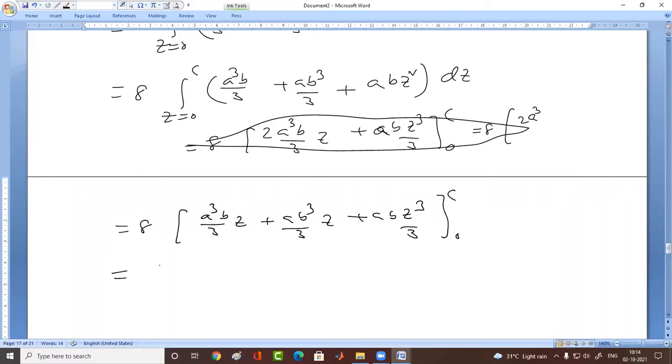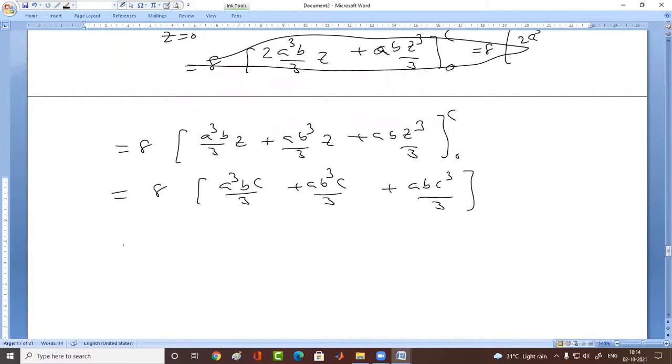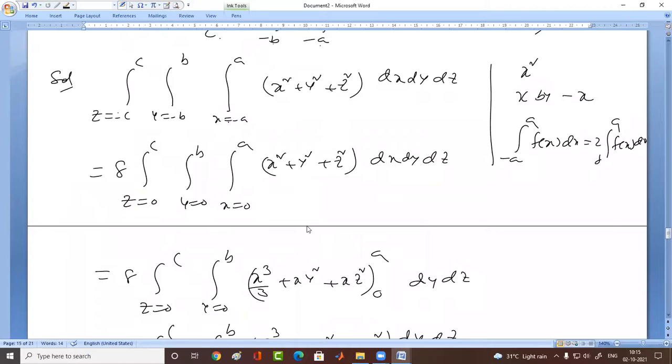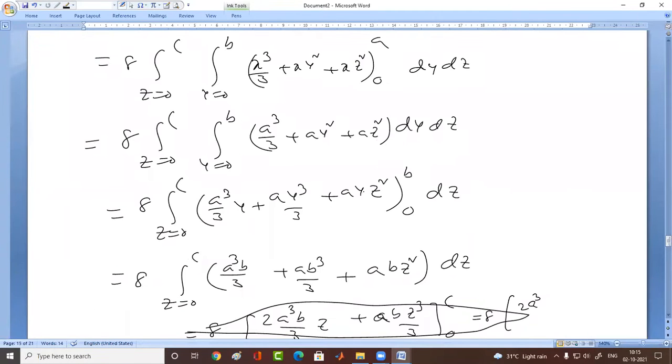Now substitute the limit: a cubed b c by 3, a b cubed c by 3, plus a b c cubed by 3. After simplification, very simple, 8 by 3 times a b c into a square plus b square plus c square. Very easy, not difficult. Very simple problem, all are constant limits. Okay, now the fifth question.